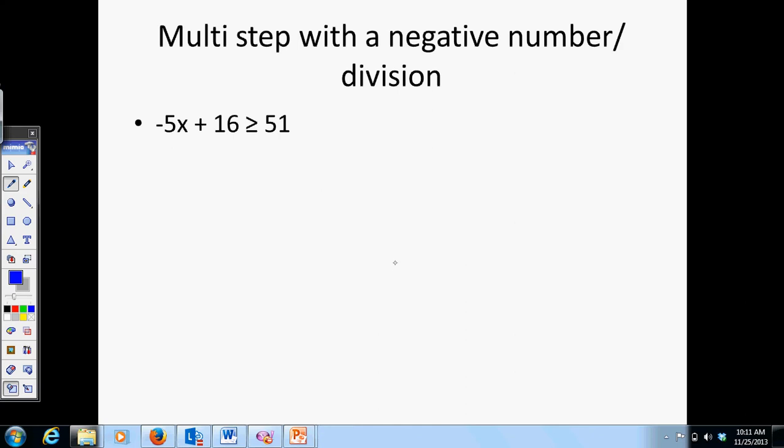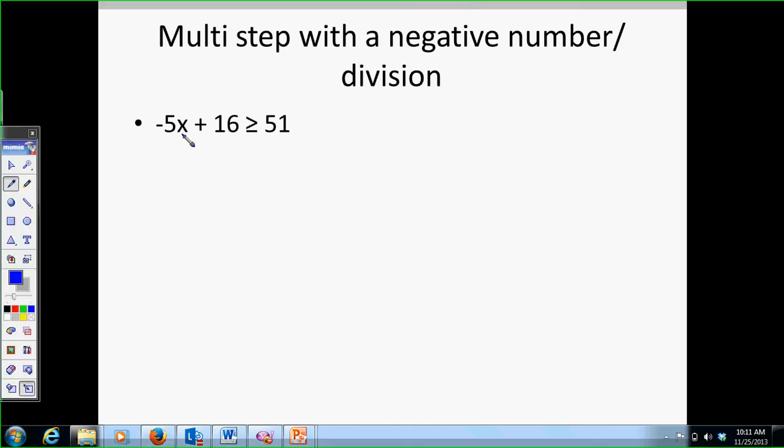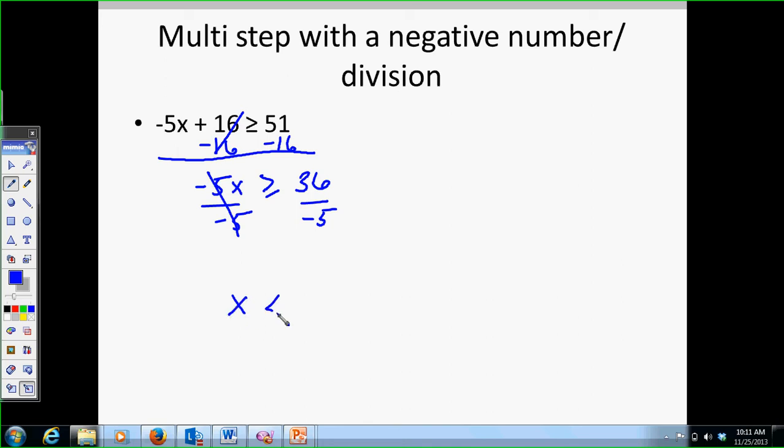Let's look at another one. Negative 5x plus 16 is greater than or equal to 51. First, I subtract 16 from each side. Bring everything else back down. Negative 5x greater than or equal to 51 minus 16 is 36. Now I divide by negative 5. And remember what we have to do when we're multiplying or dividing by a negative number. They cancel, but we have to flip our inequality symbol.